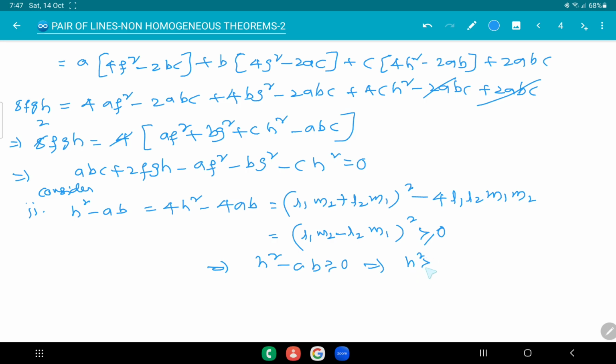Can we write h square greater than or equal to ab from this? Yes. Similarly, we can prove that g square is greater than or equal to ac, and f square is greater than or equal to bc. It completes the first theorem.